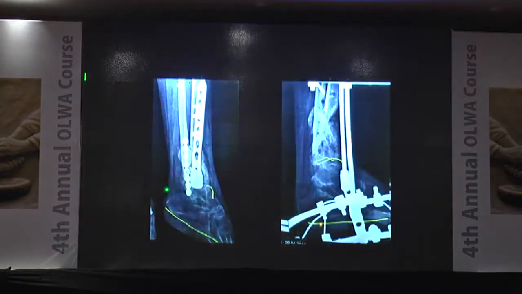So you can see the preoperative picture, the talus is naked, it is lying, subluxating anteriorly, and this is after correction, that talus has been brought back well under the tibia.